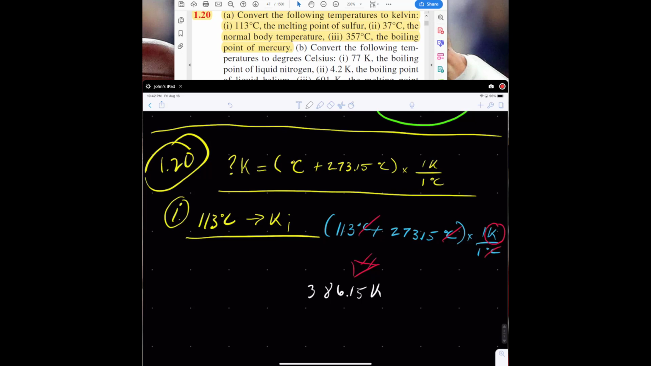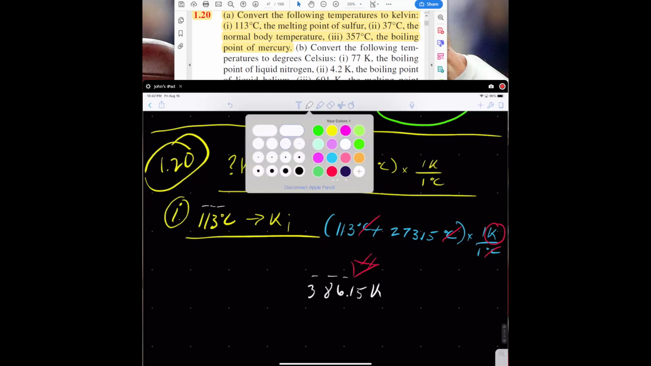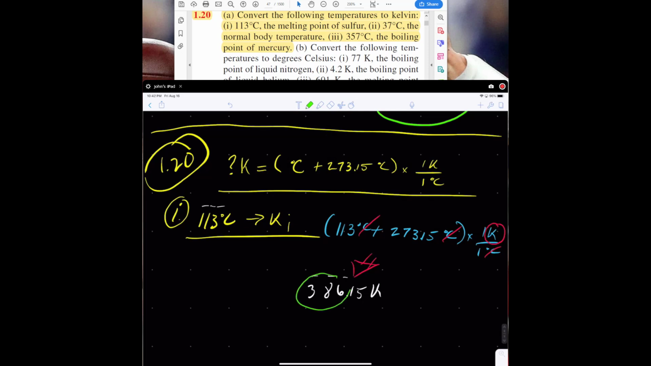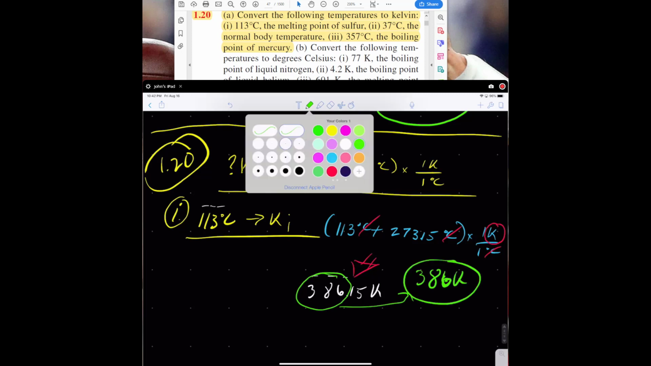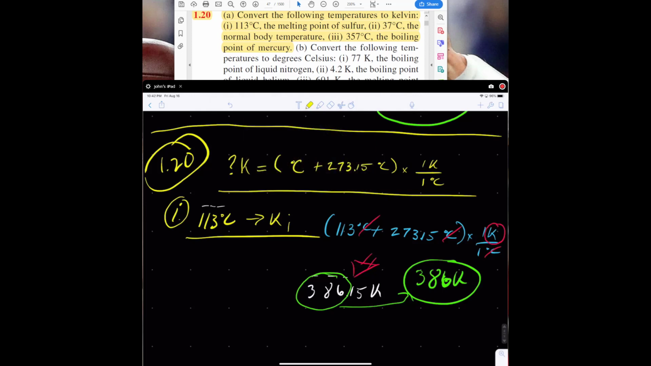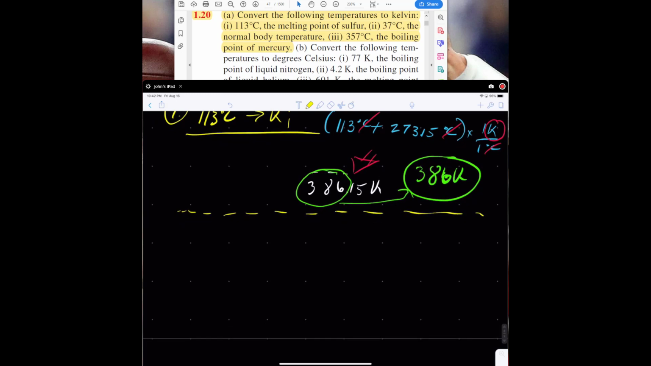Okay. And we have to note that we're actually only dealing with 3 sig figs here because of the 113. So we're going to keep 386. So that's our answer. 386 Kelvin. Sorry for the horrible penmanship. Okay.